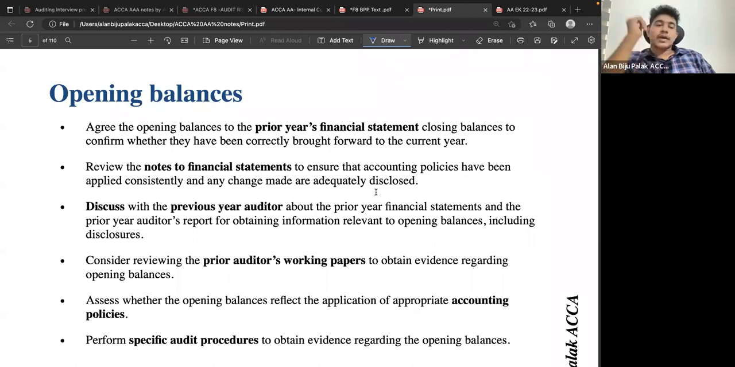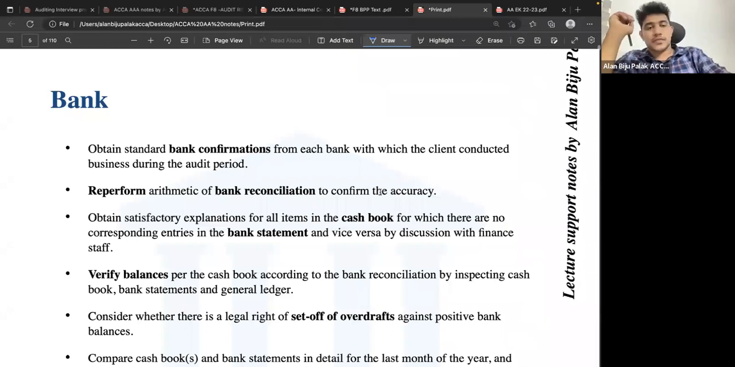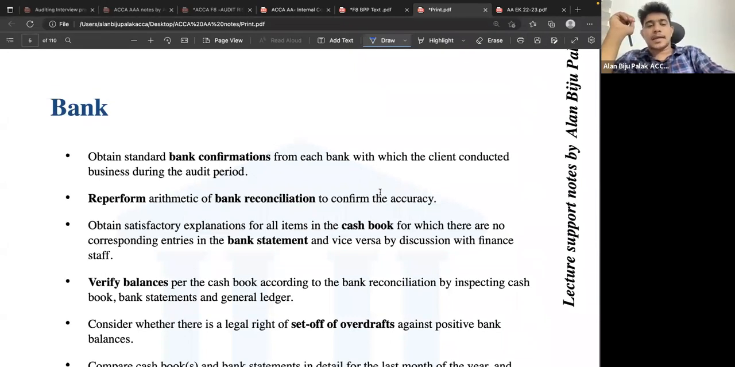So if you get a question on substantives relating to bank, automatically you have to look at the scenario. You have to clearly focus on what is mentioned in the scenario, and you have to provide the substantive procedures purely according to the scenario itself. Say, for example, if the scenario specifies that the client company has already prepared a bank reconciliation statement, then in that case, you can go for the reperformance or recalculation of the bank reconciliation statement to confirm its accuracy.